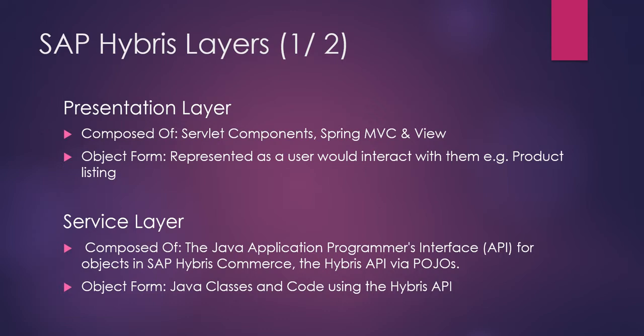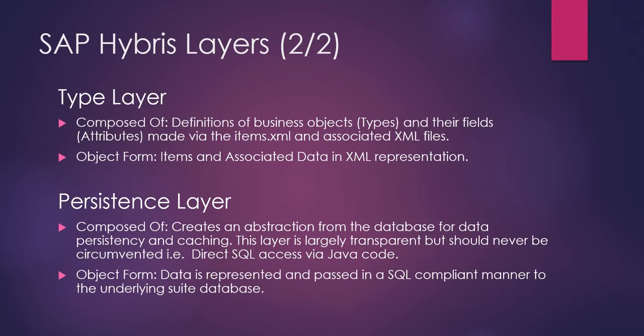This is the Hybris API which operates via plain old objects. In terms of how this would be represented to you, this would be Java class and code which makes extensive use of the Hybris APIs. The third layer, and arguably the most important, is that of the type layer, that's composed of definitions of business objects known as types, and their fields known as attributes, made via the items.xml and associated XML files. How this will be represented to the end user is items and associated data XML representation. The type system within Hybris is an entire election itself, and we will be coming back to it later in the course.